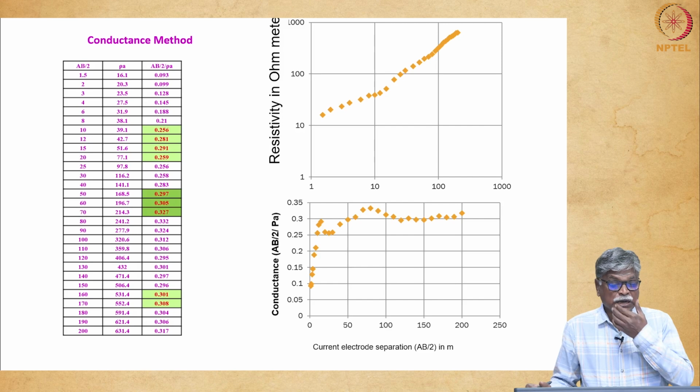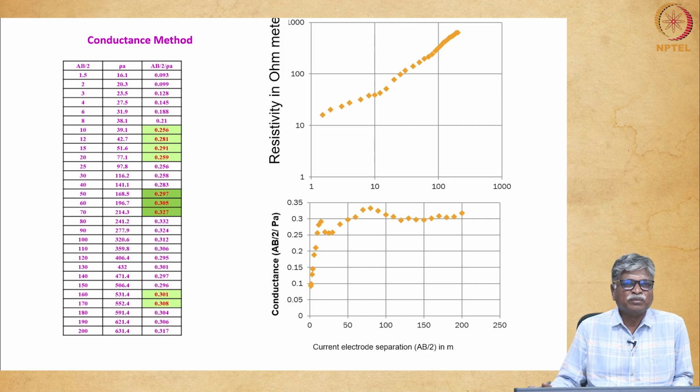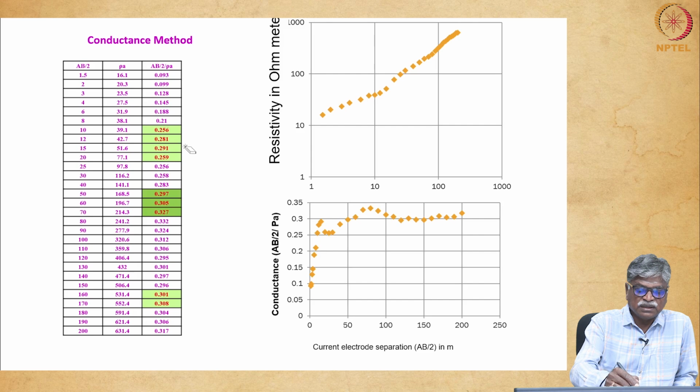And one more is the conductance method. I already told you about two interpretations, curve matching techniques and IPI2WIN software, and now we are doing the conductance method. Whatever reading you are taking, the rho value you take from the field is from AB by 2 to rho A. Wherever the high conductance is, that is your potential zone.